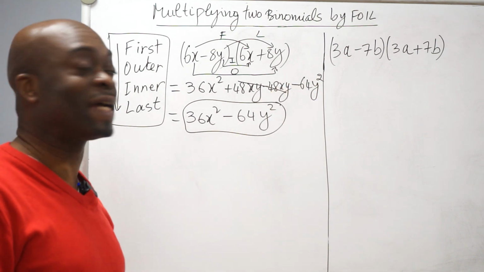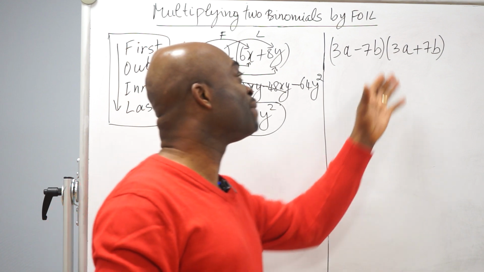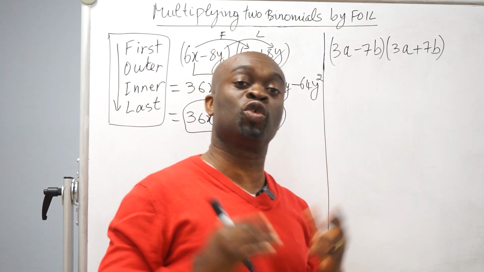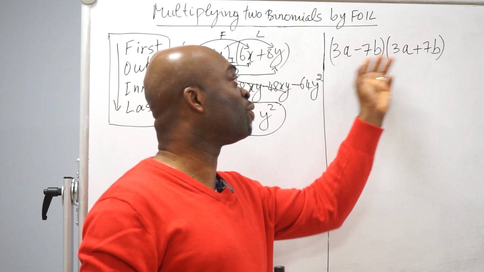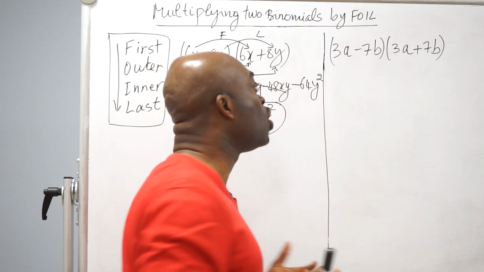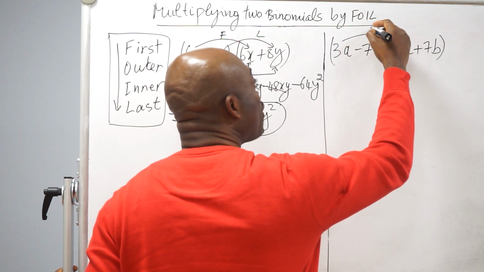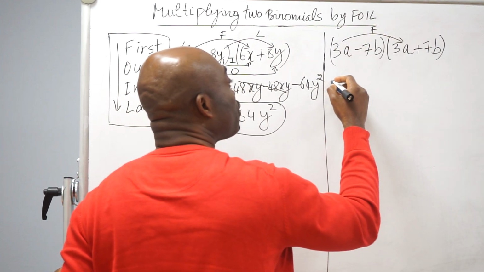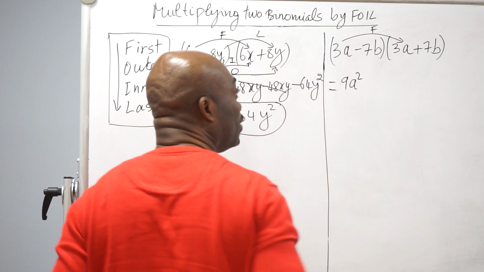So now let's go to the second one. We have 3a minus 7b times 3a plus 7b. So those are also two terms, so a binomial and then another binomial that we have to multiply. So the same thing goes. So we have 3a times 3a. So that's the first. All right. So 3a times 3a will give us what? 9a to the second power.